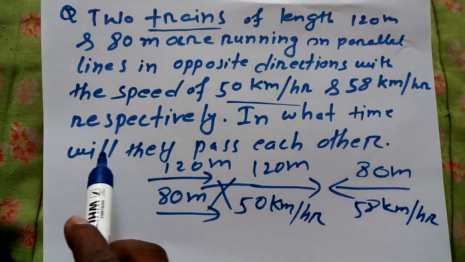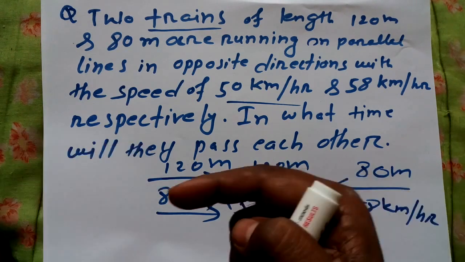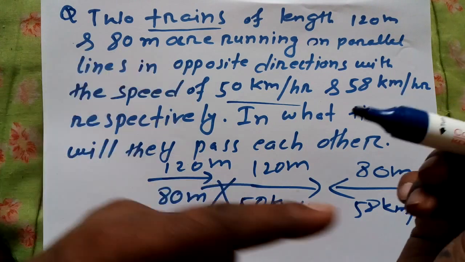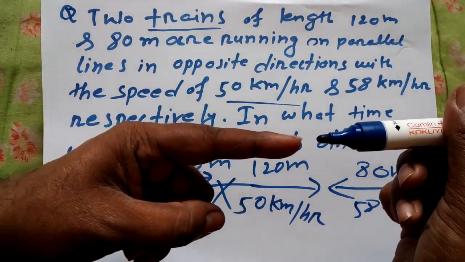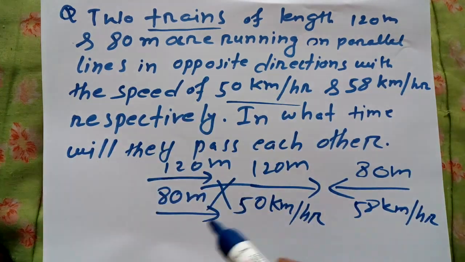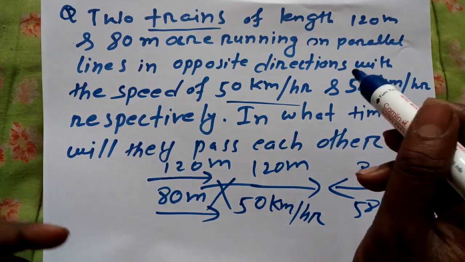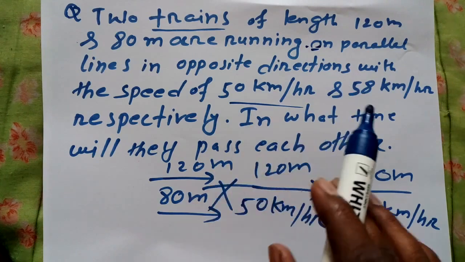In what time will they pass each other? When they are going to cross each other, pass each other. This is the first train, and this is the second. Here it is crossing, because if the trains meet, you know what will happen: an accident. We don't want that, and we need to solve this question.